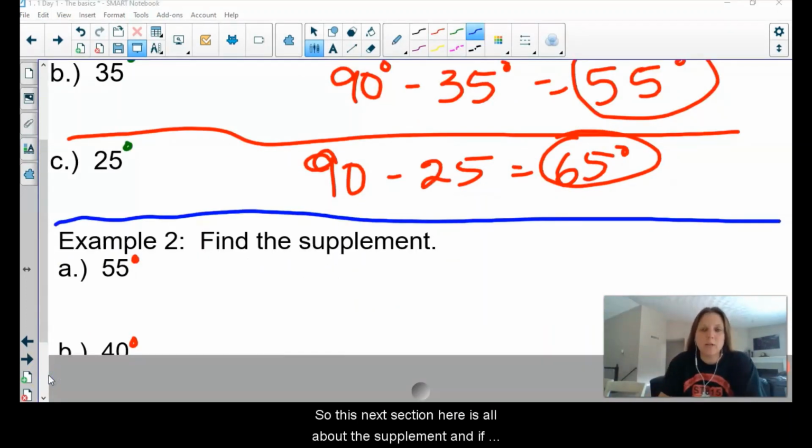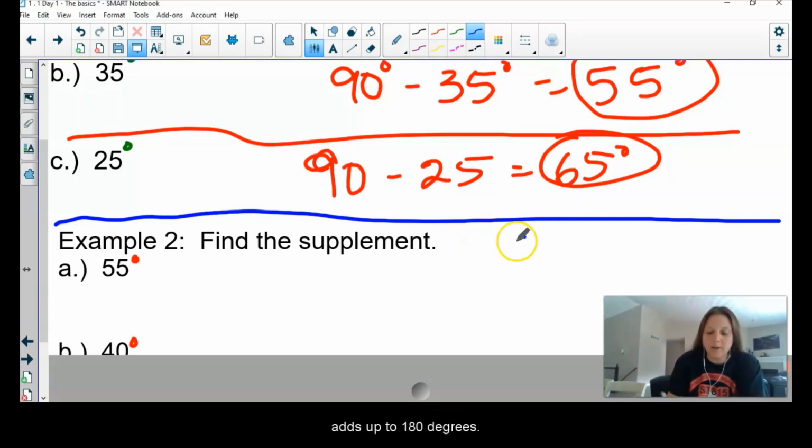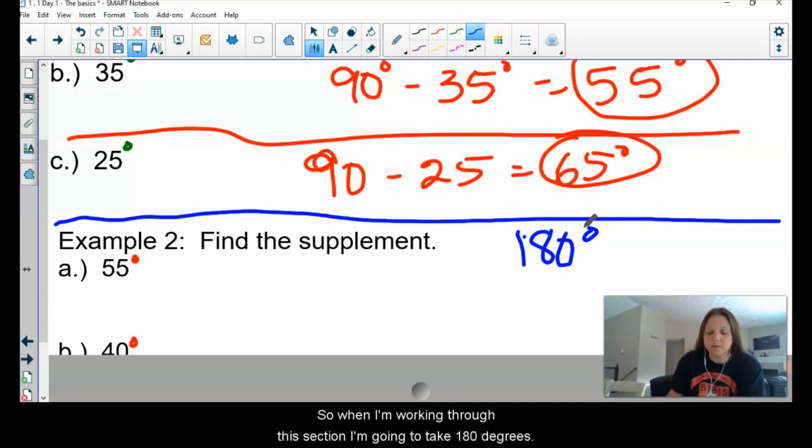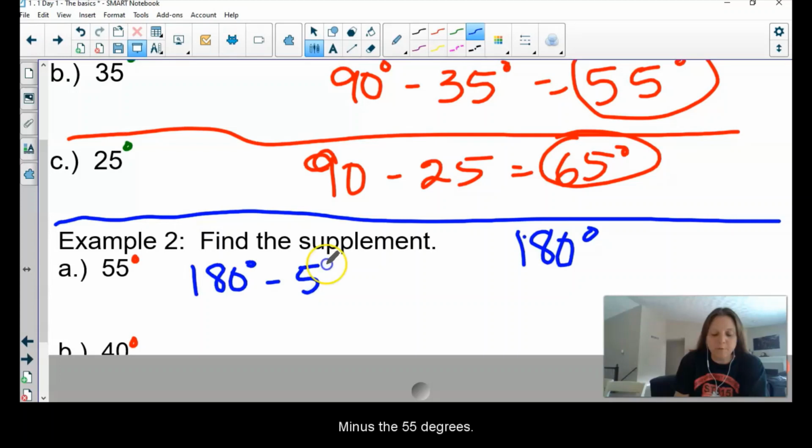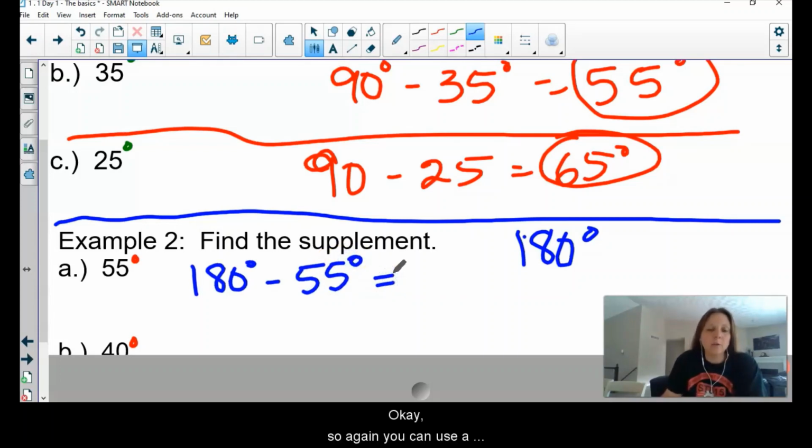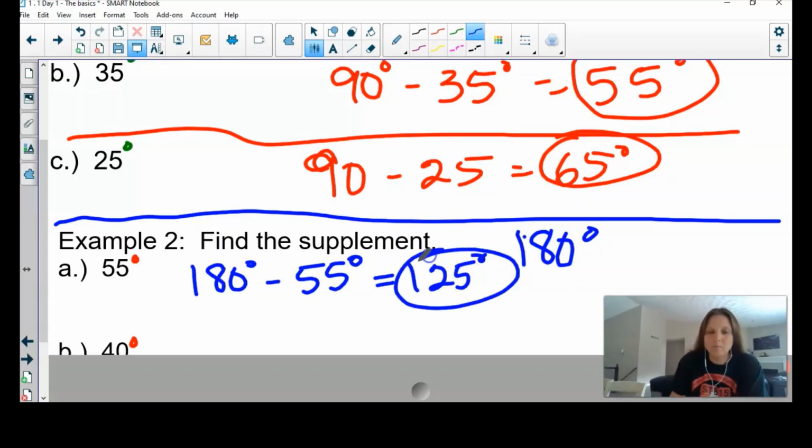So this next section here is all about the supplement. And if you remember from our prior discussion, the supplement adds up to 180 degrees. So when I'm working through this section, I'm going to take 180 degrees minus the 55 degrees. Okay, so again, you can use a calculator, you can subtract it in your brain. And I got 125 degrees.